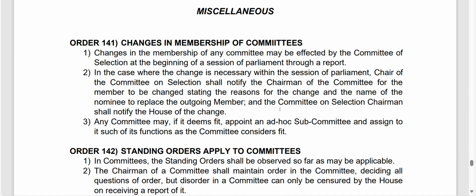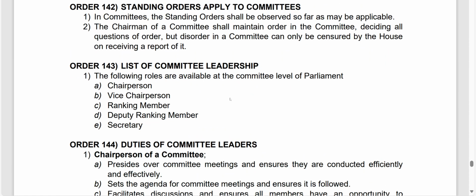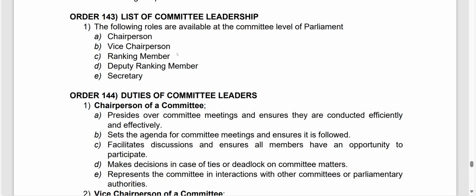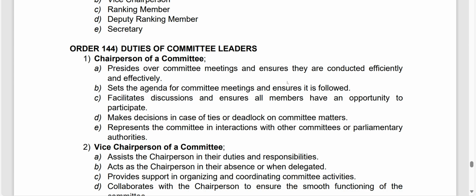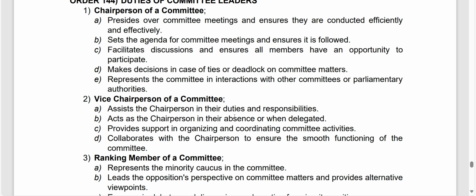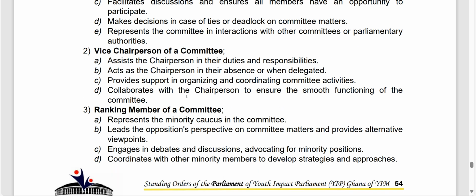Is the next part. So, yes, in the committee, the standing orders apply to you fully. So, when a committee wants to start a meeting, they can pray and use the standing orders when they are having committee meetings. The chairperson of a committee decides about meetings and ensures that the meeting is conducted. He sets the agenda for the meetings. He facilitates discussions, ensures that members contribute, and makes decisions in terms of a tie. So the constitution has a casting vote. Yes. And he can represent the committee in interactions with other stakeholders.